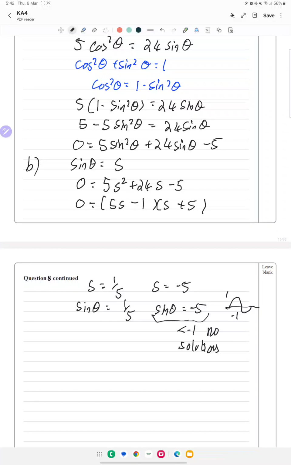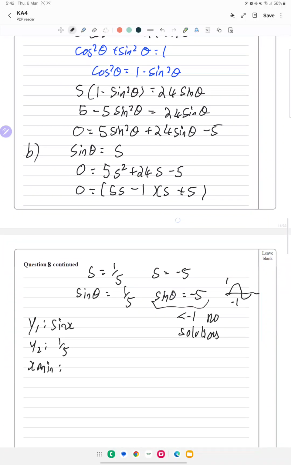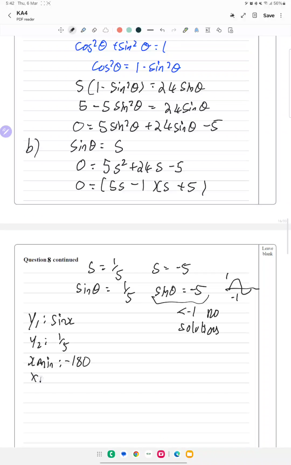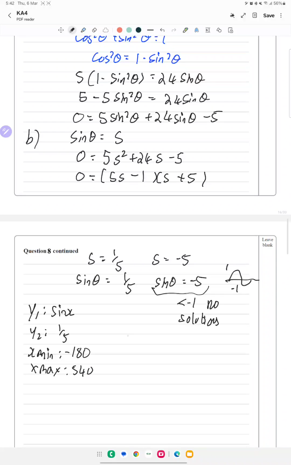That's an awful sine graph, but gets the point. So now we go into our calculator. I can't display my calculator on here, but I can say we go into graph. So y1 wants to be sine x, y2 wants to be a fifth, and our view window wants to have x min as minus 180 and x max as 540. You wouldn't need to write all this. You would just write the x values that come out. So let me quickly whack that in.